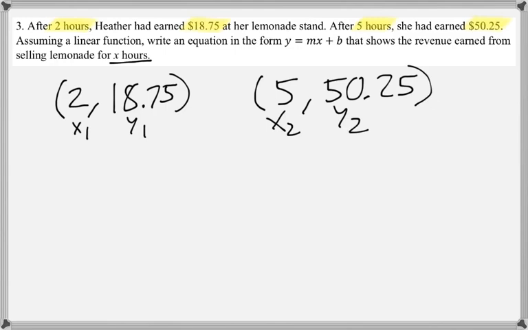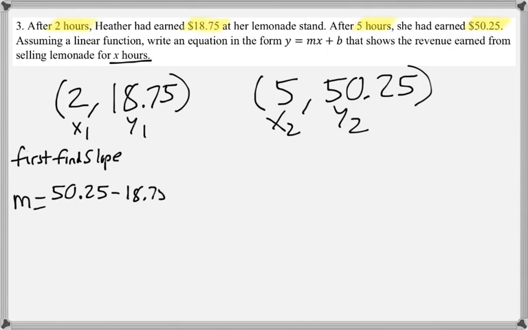So I need to first find the slope. So 50.25 minus 18.75 all over 5 minus 2. And that's going to give you 31.5 over 3, which is 10.5.